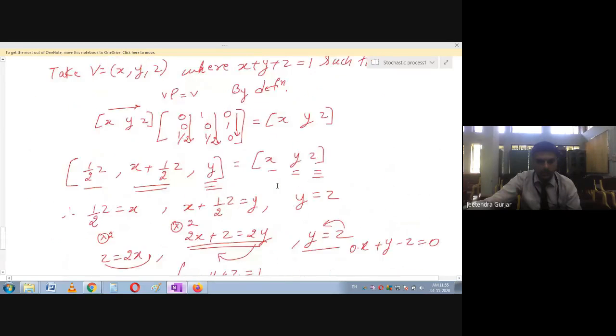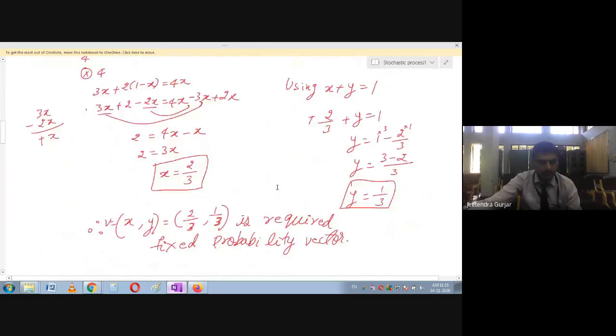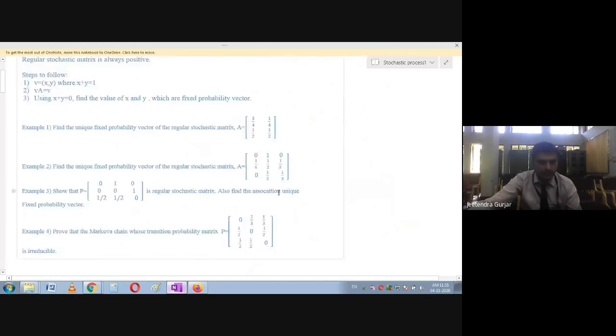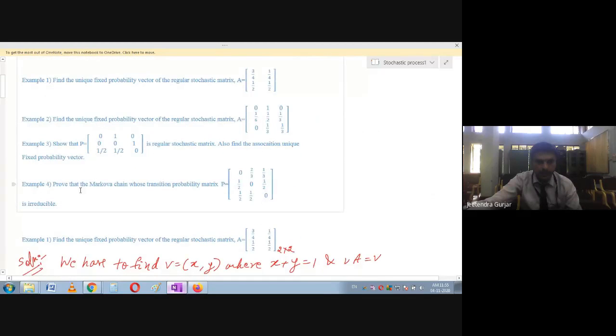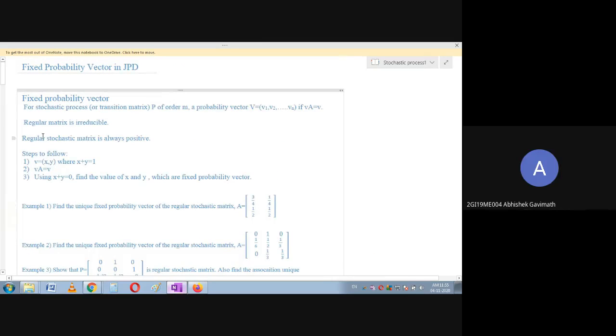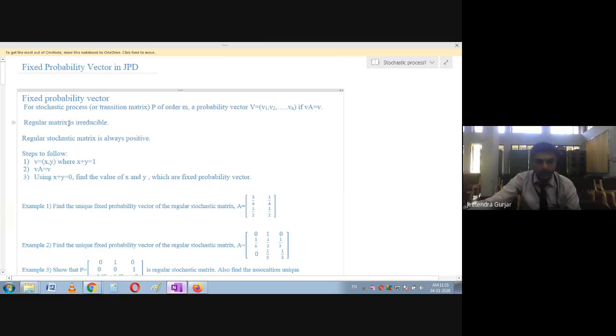Similarly, we'll go to the next example. Okay, I'll just read out. Fourth example is very easy. Prove that the Markov chain whose transition probability matrix is given is irreducible. Sir, time is over. Yes, 1 minute I will just show you. Okay. Irreducible is nothing but regular matrix.